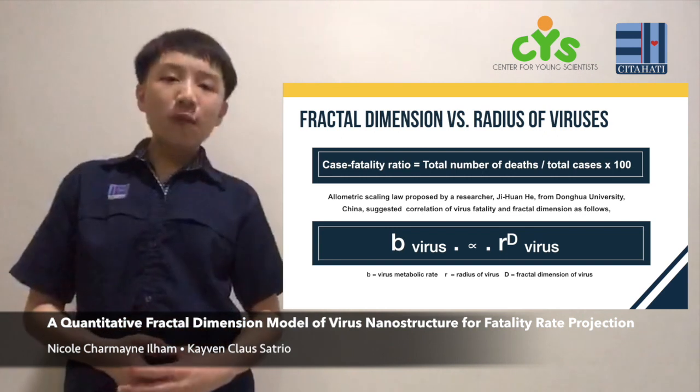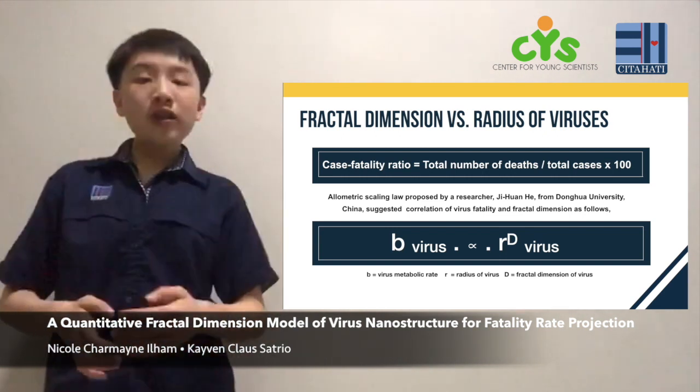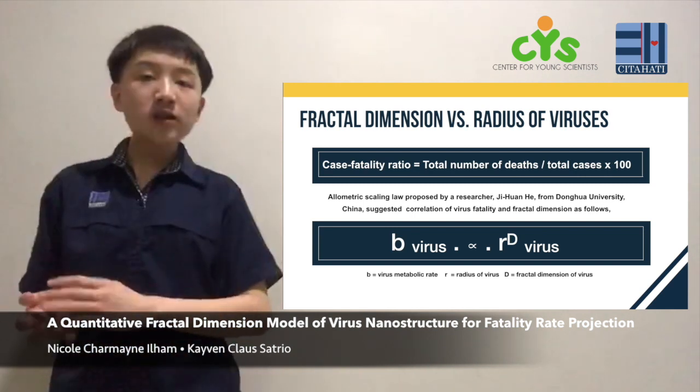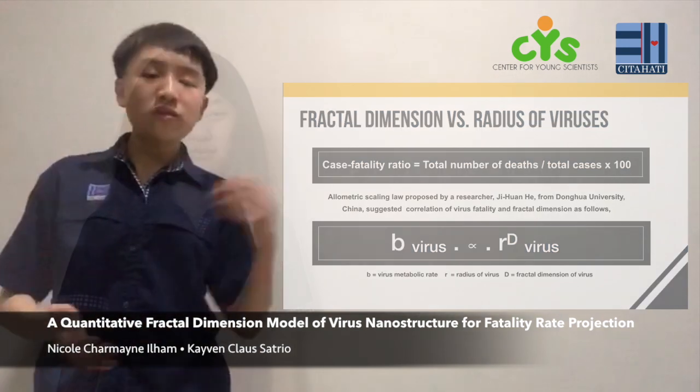Allometric scaling law proposed by Ji-Huan He from Dongguan University suggested that there is a correlation between the fractal dimension of the virus and also the fatality rate of the virus, which is shown as follows.